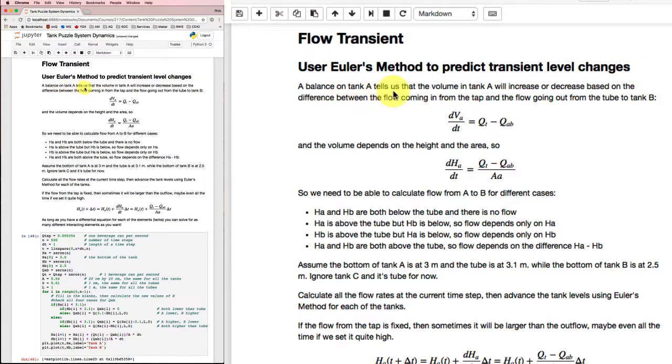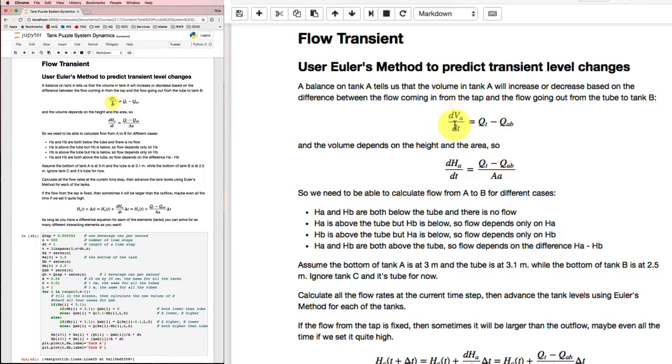So if we do that balance that we talked about before on tank A, then the volume in tank A is going to increase or decrease based on how much flow is coming in and how much flow is going out. So the change in the volume in the tank with time, in cubic meters per second, is the flow rate in cubic meters per second coming in through the tap minus the flow rate going out through the tube between A and B, again in cubic meters per second. So that gives us a rate of change of the volume of water that's in the tank.